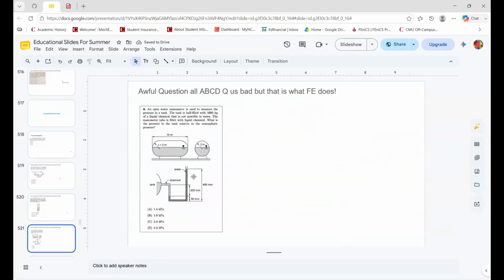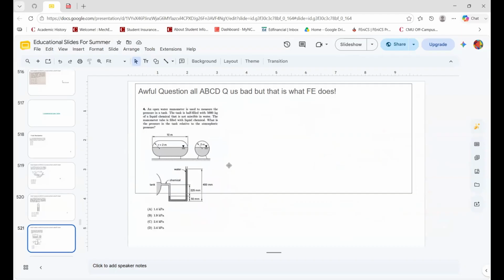The next question: an open water manometer is used to measure the pressure in the tank. The tank is half filled with 500 kilograms of liquid chemical that is not miscible in water. The manometer tube is filled with the liquid chemical. What is the pressure of the relative tank? Well, this is MGH basically.